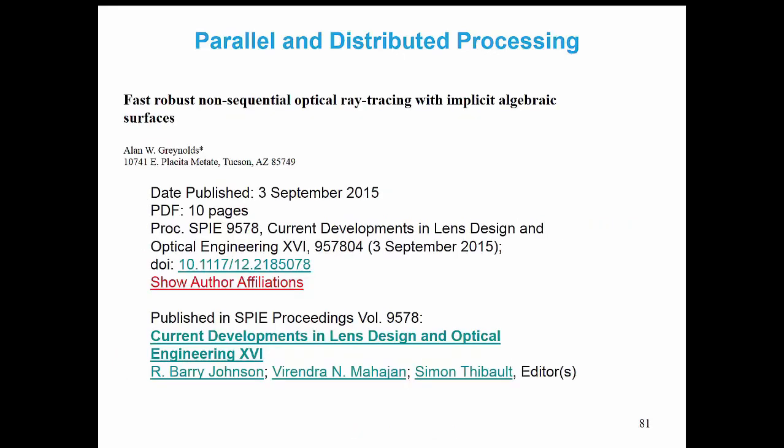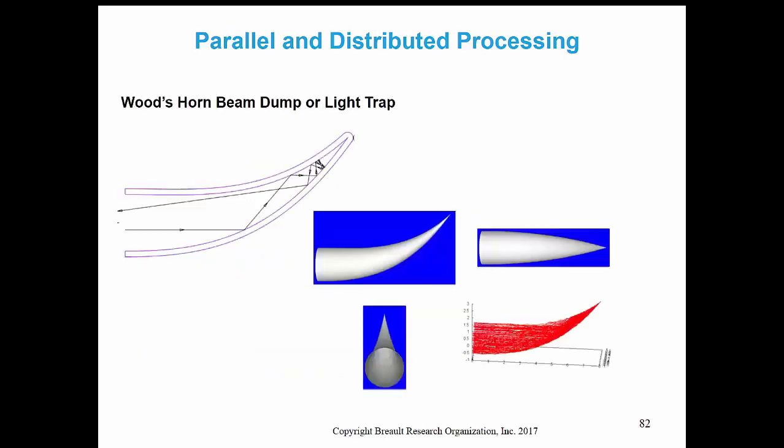To assess NextGen speed, we compare its performance with the results in an SPIE paper titled Fast, Robust, Non-Sequential Optical Ray Tracing with Implicit Algebraic Surfaces. This was written on September 3rd of 2015 and presented at an SPIE meeting. The system under evaluation is called a Wood's horn beam dumper light trap, which suppresses stray light through multiple interactions. The fact that it uses multiple interactions makes it an ideal example to test parallel processing inside of ASAP.